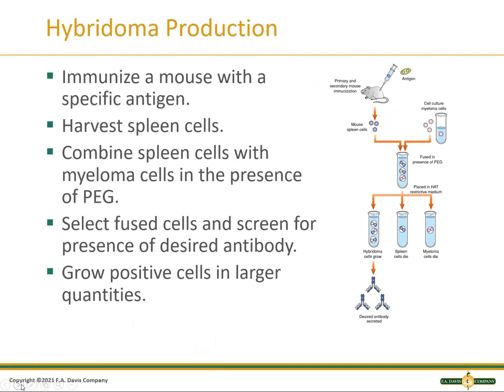So here's showing you how you do a hybridoma production. Looking at that, they get a mouse, they immunize it with a specific antigen, they take out the spleen cells. Remember, that's a secondary lymphoid organ.